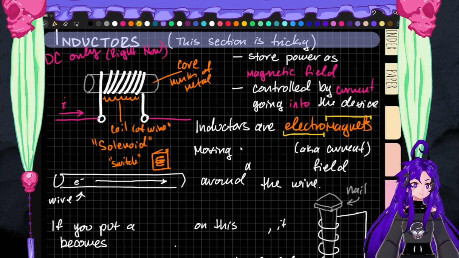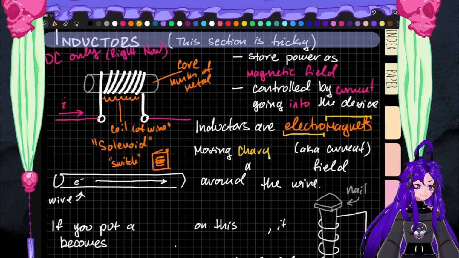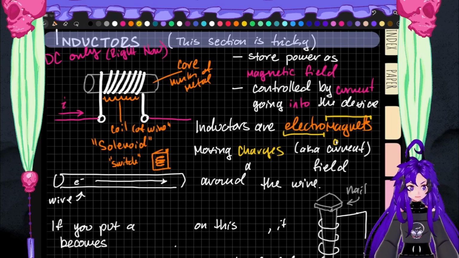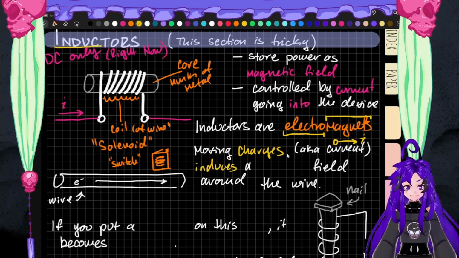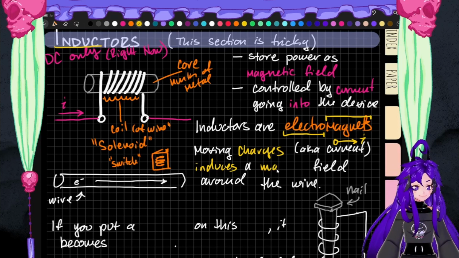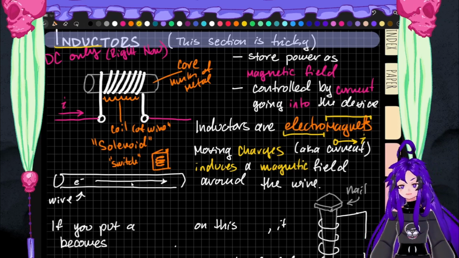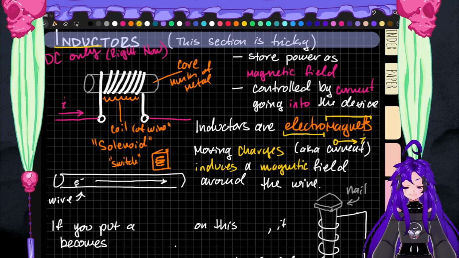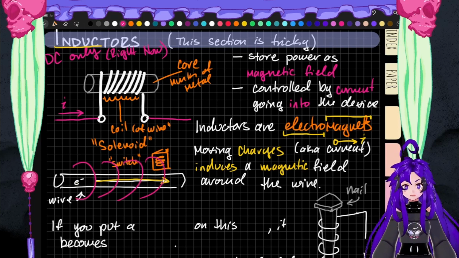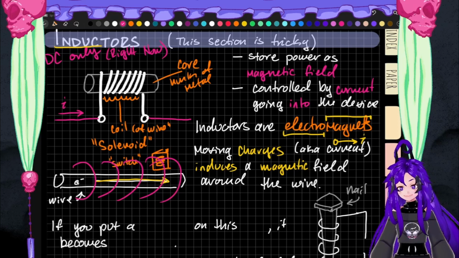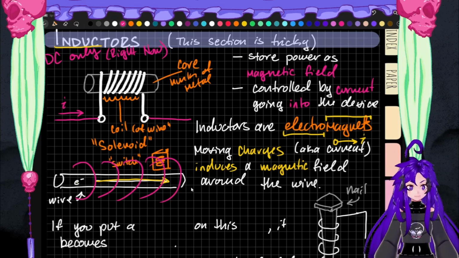So, you see, moving charges, so a current, right? Because when charges move, that's current. So, current induces a magnetic field around the wire. So this is just a piece of wire. It has a current going through it. Well, because it has a current going through it, it's also got a magnetic field going around it. As that charge moves, it brings a field into existence around it.